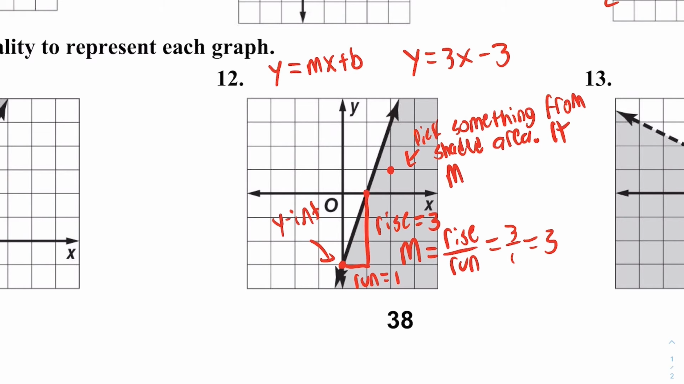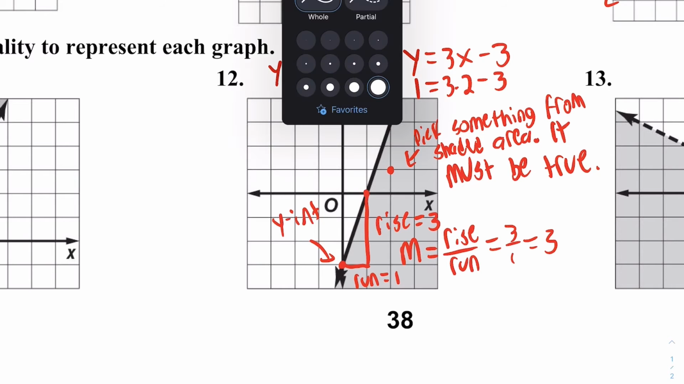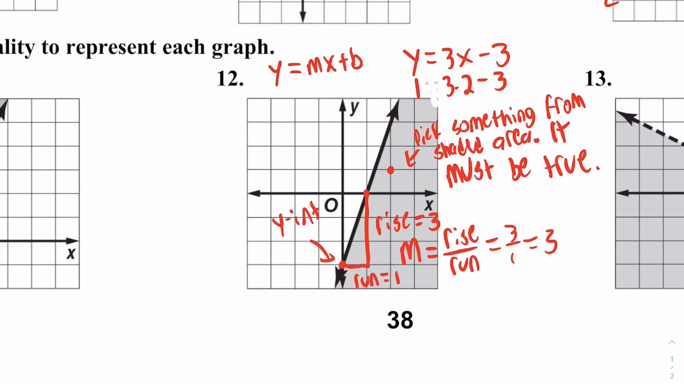It must be true. That point is 2, 1. That's a 1 for y and a 2 for x. Okay, but we're not going to be equal to. We're going to be something else. We don't know. We want something to be true, but we don't know what symbol we're going to put.